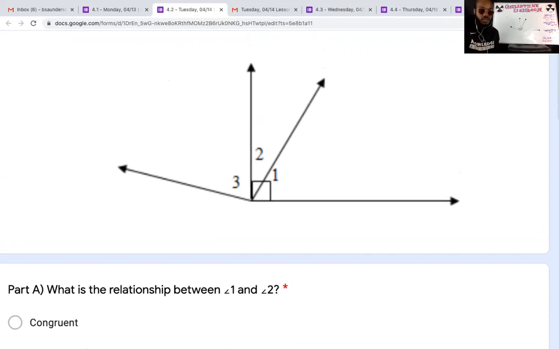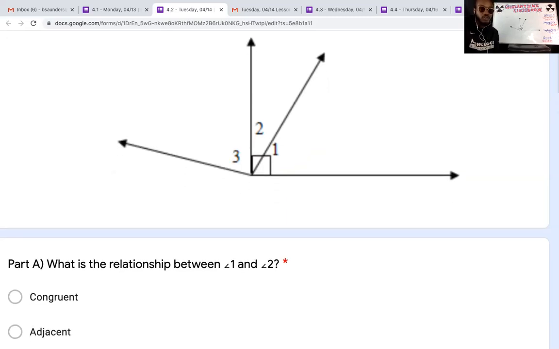Are they congruent? Well, I'm looking at this, and if we added angle 1 and 2 together, they would equal 90 degrees. However, this line isn't cutting right through the halfway mark of this square, so we can assume that these are not two congruent angles. Angle 1 probably has a higher measure than angle 2. So it's not congruent. Are they adjacent?